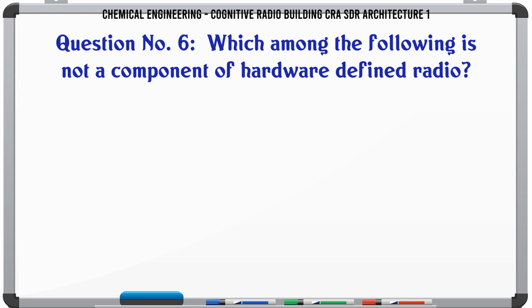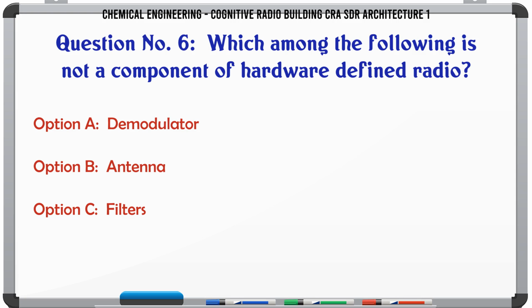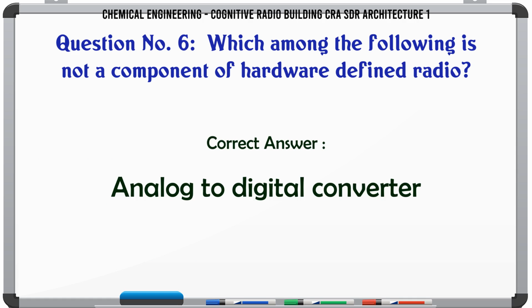Which among the following is not a component of hardware-defined radio? A. Demodulator. B. Antenna. C. Filters. D. Analog to digital converter. The correct answer is analog to digital converter.